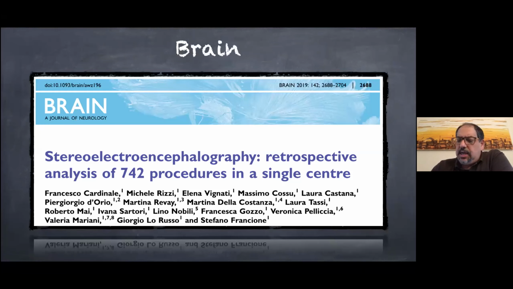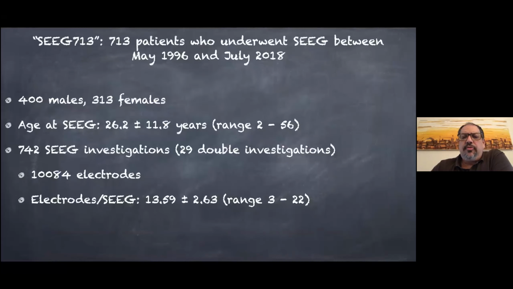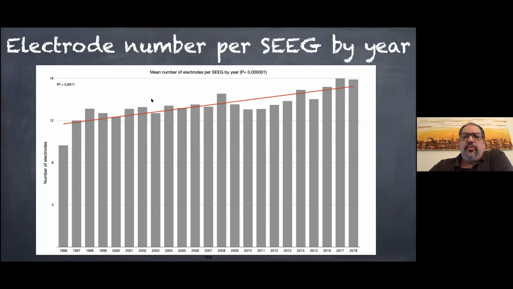Very, very quickly, a couple of minutes, no more, the results of our workflow. Out of more than 10,000 trajectories in more than 700 SEEG investigations, the number of electrodes throughout our more than 20 years of activity has increased, probably because the more diagnostic modalities, the more hypotheses to be verified.